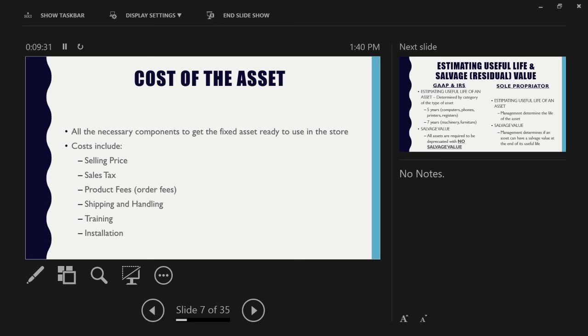And then lastly, installation. So if it requires you to have some kind of installation, whether it's a fee, you need someone to pay to install it, or you need to have a foundation to install it, then that is going to be considered as part of the asset. So all of that is included. So don't forget, when you're dealing with the cost of the asset, there is more than just the selling price.